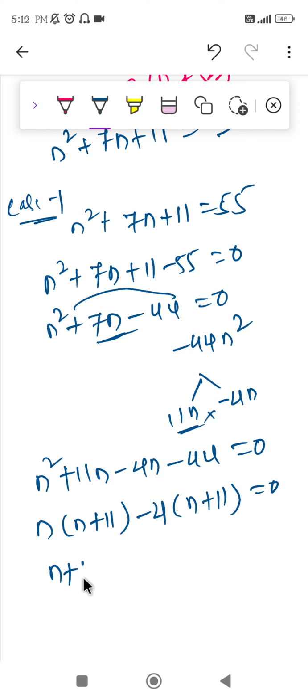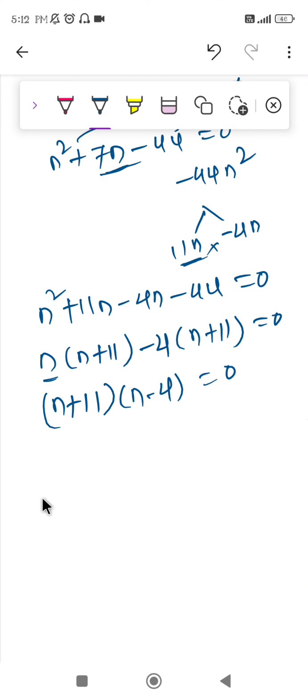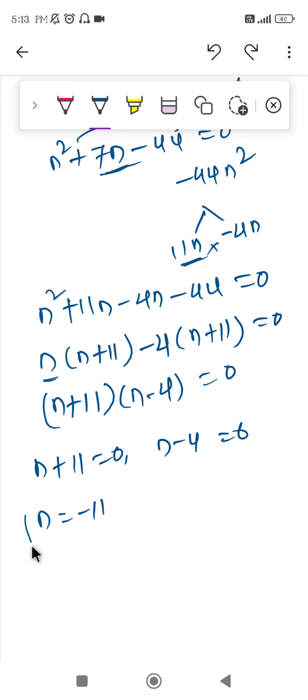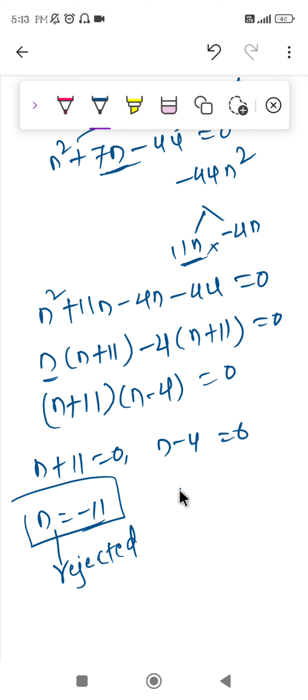So with this one we can take (n plus 11) into (n minus 4) is equal to 0. Okay, if we split these two factors, n plus 11 is equal to 0 and n minus 4 is equal to 0. So n is equal to minus 11. This is the negative value, and n cannot be negative, therefore this value is rejected. And n is equal to 4. Okay, this value is correct.